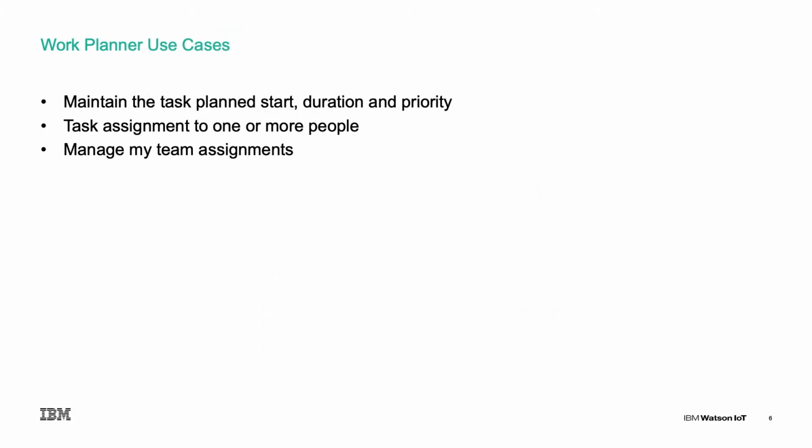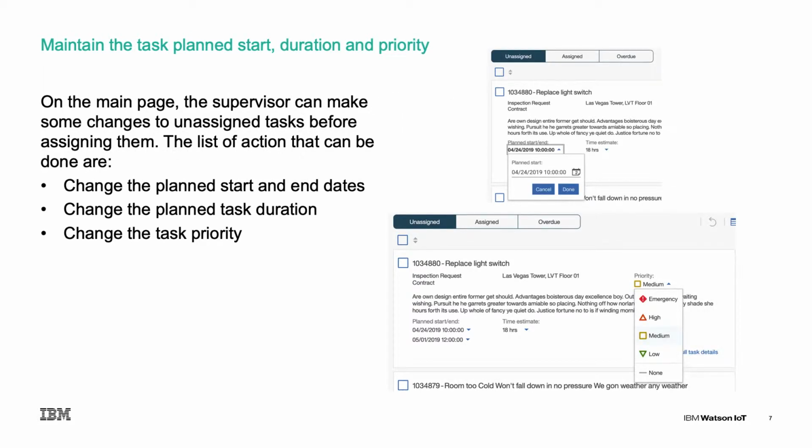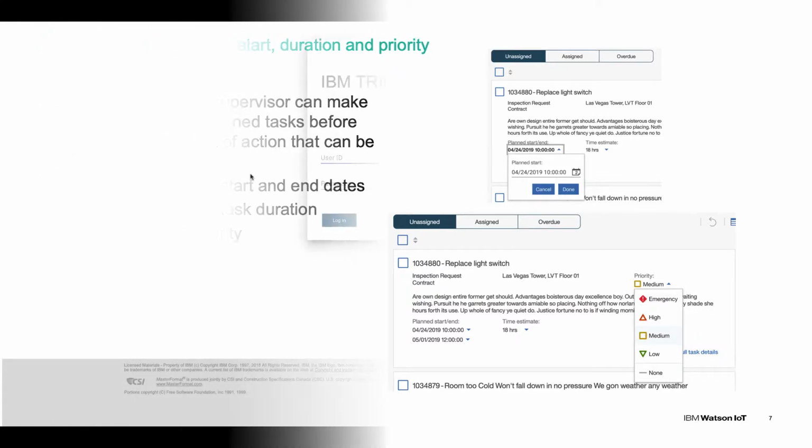The Work Planner app has three main use cases. In the next slides, I'll drill down and demonstrate for you each one of them. The first use case is to maintain the unassigned tasks before assigning them to individuals. On the main page, the supervisor can make some changes to unassigned tasks, like change the planned start and end dates, the duration, and task priority.